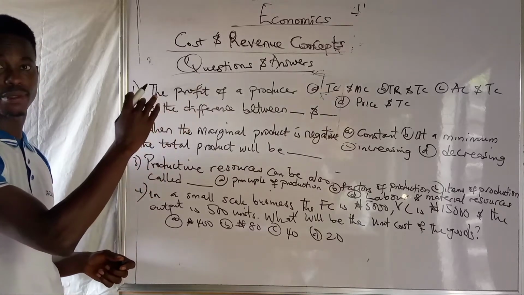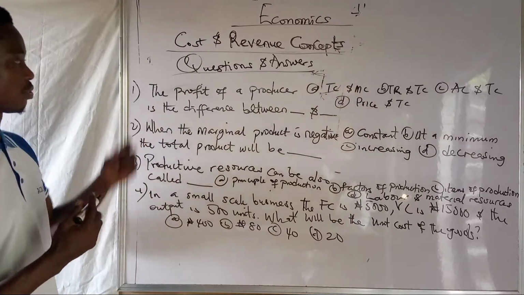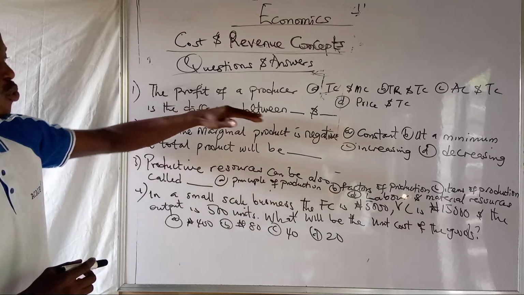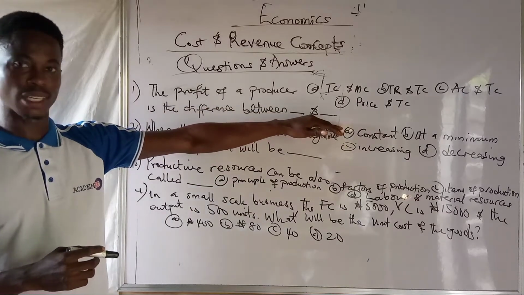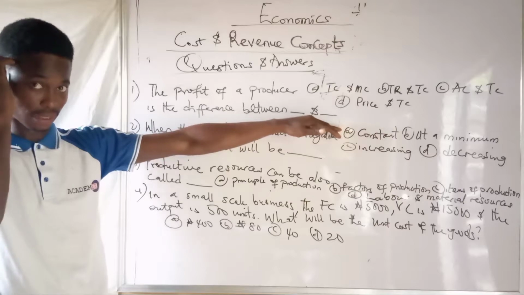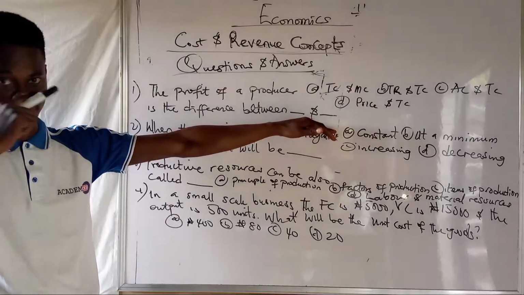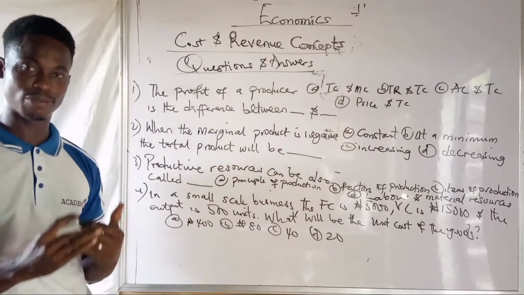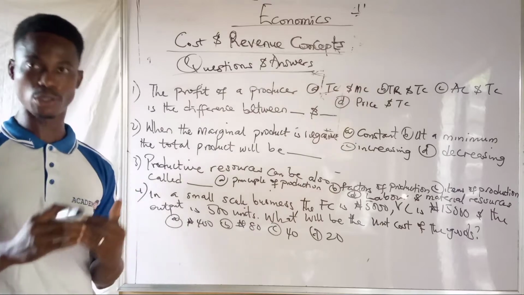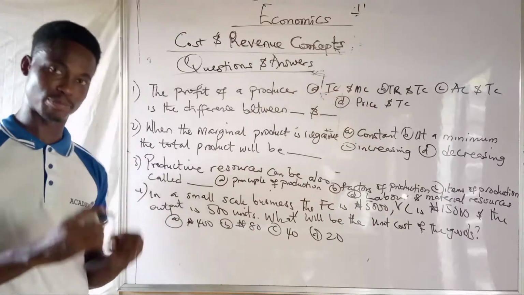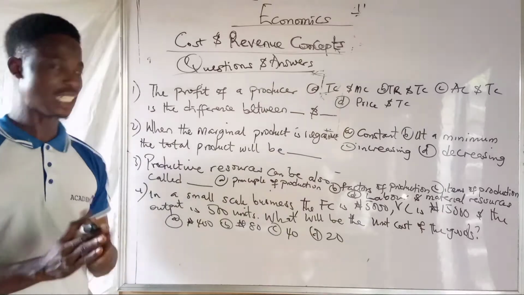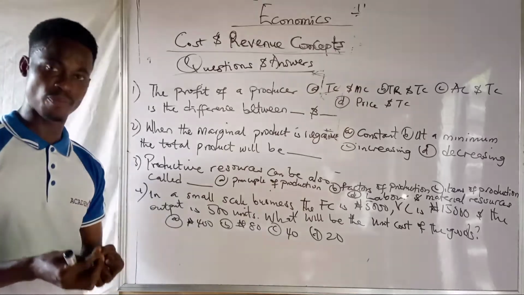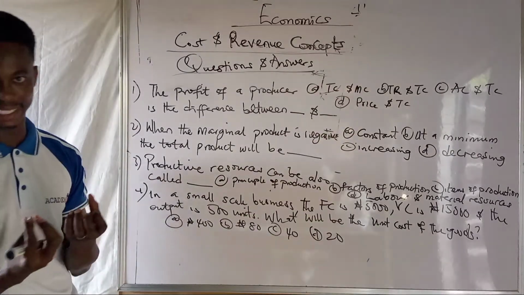Here we have some questions and answers. Now the first question says, the profit of a producer is the difference between dash and dash. If you can remember vividly, in a discussion I made mention of revenue, total revenue, and total cost. At the end of the day, after you have known the cost of production per unit and for the total quantity produced, you are able to know it from the difference of the total cost of production and the total revenue that you have gathered.